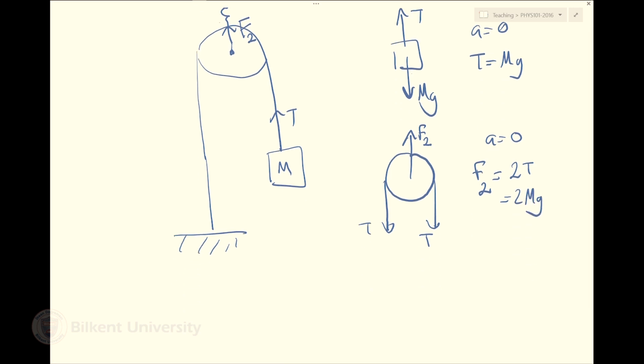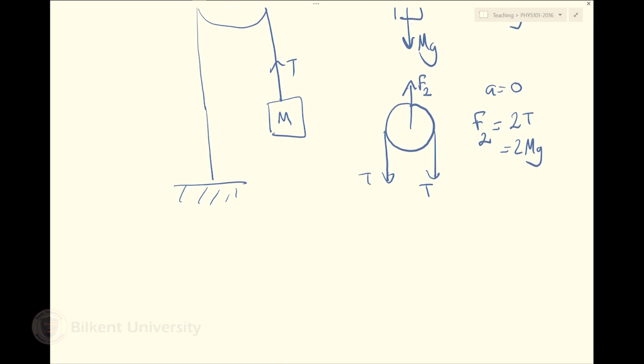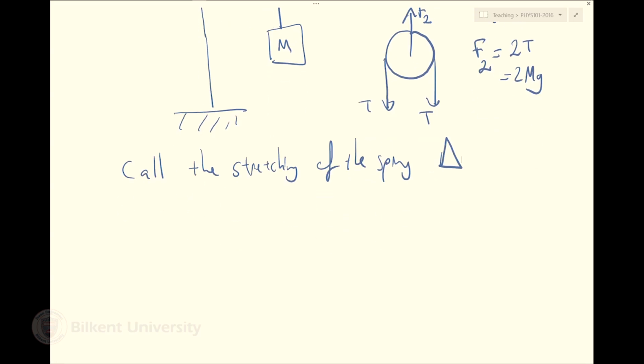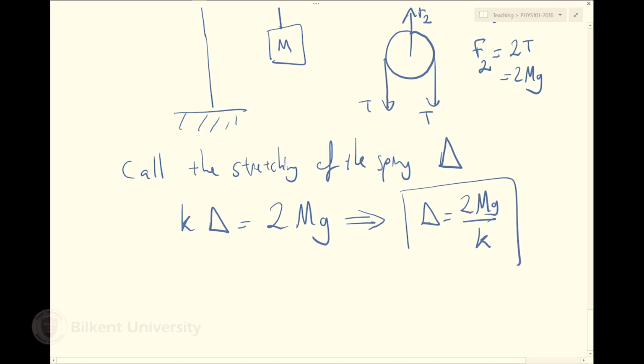So can I find how much this spring is stretched? What's the stretching of the spring? Yes, I can. Call the stretching of the spring delta. I know that K times delta must be equal to 2mg, which means delta is 2mg over K. Good.